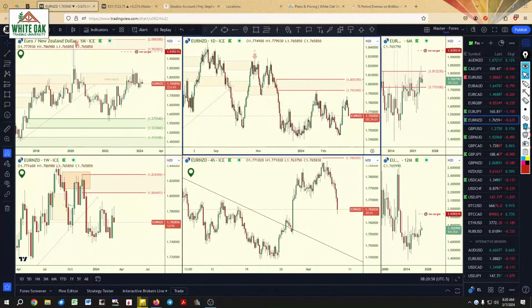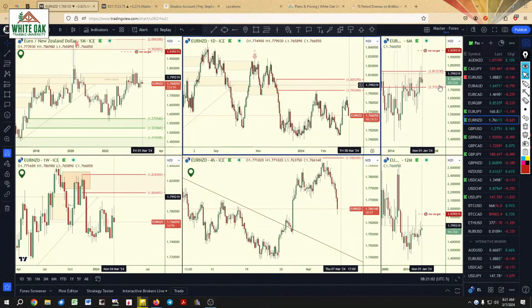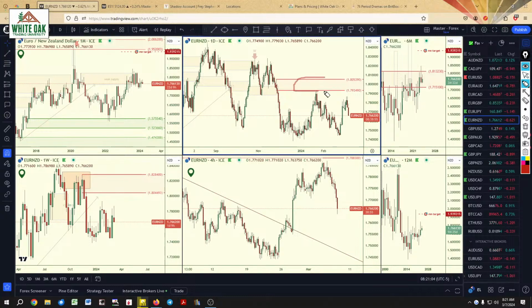And last but not least, we got the euro kiwi. This one is an ugly chart, a very ugly chart. We have daily chart with some supply in play. It put pressure to the downside, rallied back up. We're seeing pressure back to the downside. Higher time frame supply was not contacted. It fell short of hitting it. So I wouldn't be focusing too much on this chart.